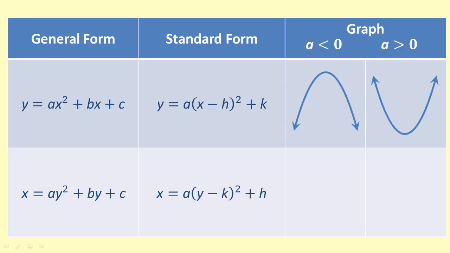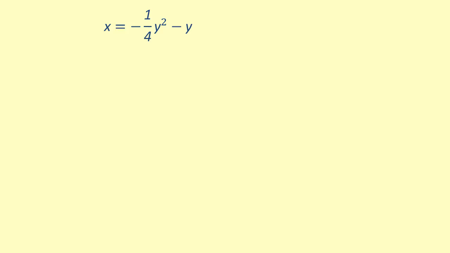It's still a quadratic polynomial, so it will be a parabola, but it will be open to the left if a is less than 0, and to the right if a is greater than 0. Let's graph an equation that is quadratic in y and see which way the parabola opens. The equation x equals negative 1/4 y squared minus y is in the general form, so the x-intercept is at 0, c. Here c is 0, so the parabola will pass through the origin.